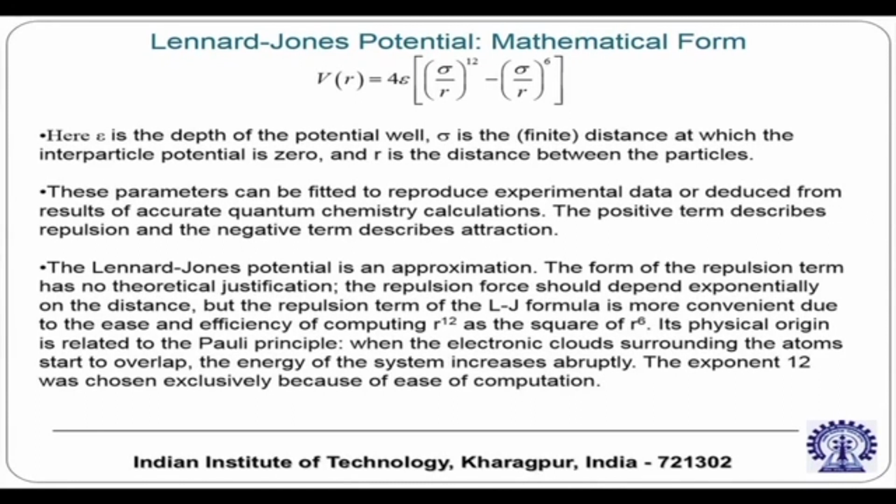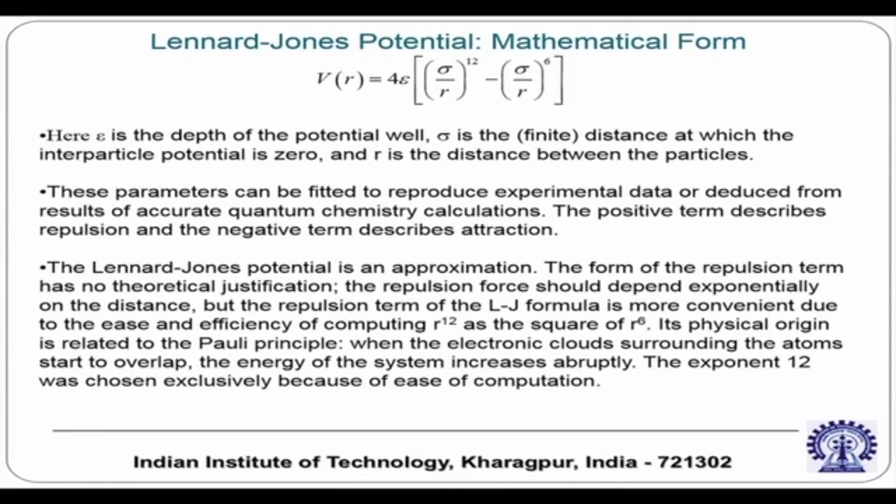The Lennard-Jones potential is an approximation. The form of the repulsion term has no theoretical justification. The repulsion force should depend exponentially on the distance, but the repulsion term of the Lennard-Jones formula is more convenient due to the ease and efficiency of computing r to the power 12 as the square of r to the power 6. This is just the basis. It might appear to be very funny and unscientific, but actually it works.